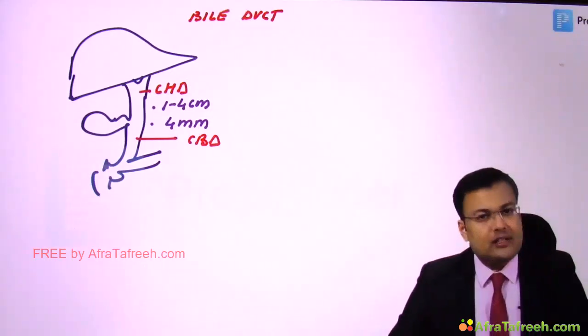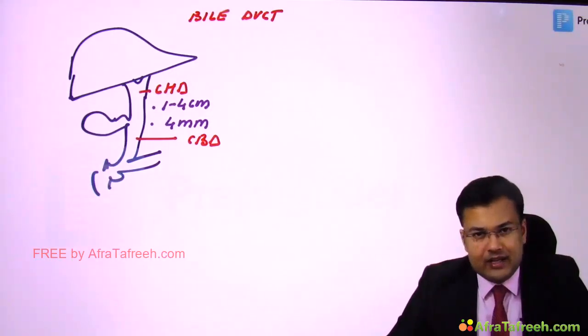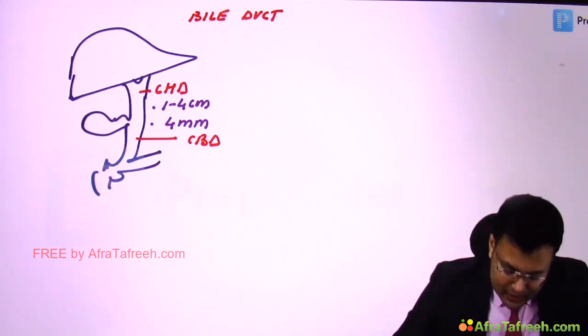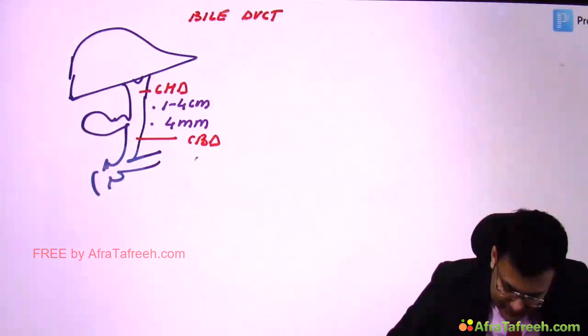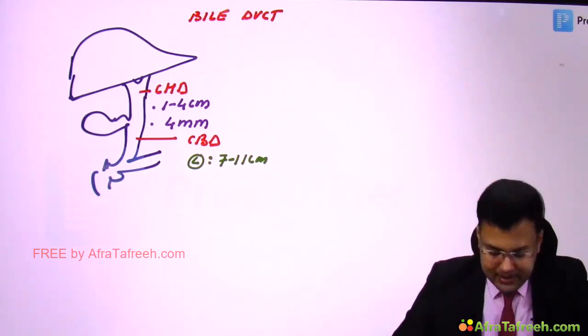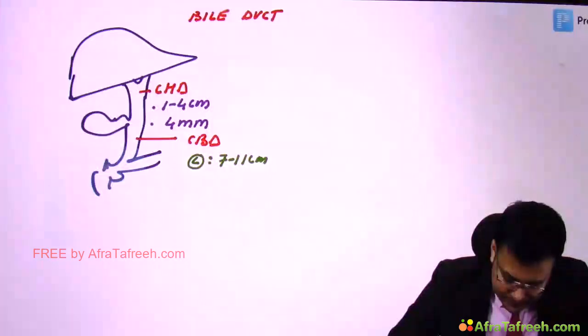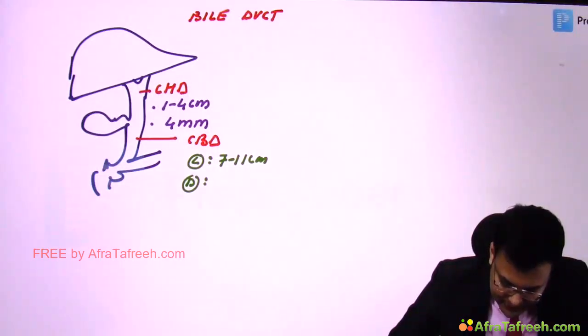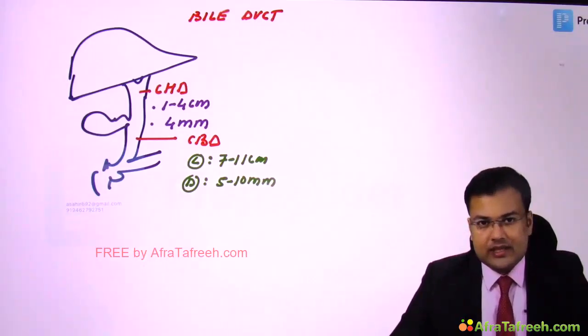What is the length of common bile duct? It is 7 to 11 centimeter, and the diameter is 5 to 10 millimeter, right? So this is the basic anatomy.